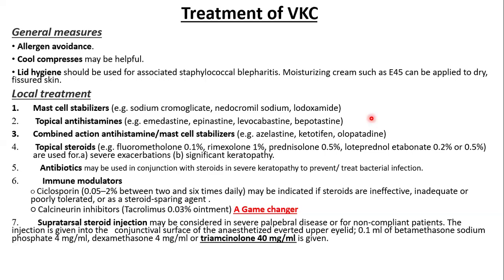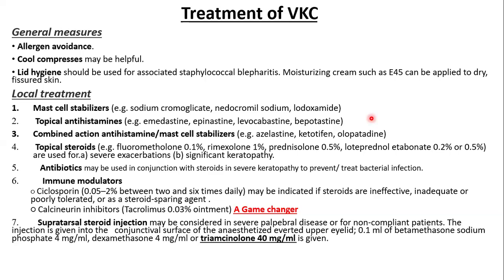Then we have supratarsal steroid injections that can be used. What are the indications for supratarsal steroid injections? If there is severe palpebral disease, and all other measures fail and patients are non-compliant, then we can go for this injection. And patients with severe keratopathy or a non-healing shield ulcer, those patients also you might need to give a supratarsal steroid injection. We have many alternatives for that.